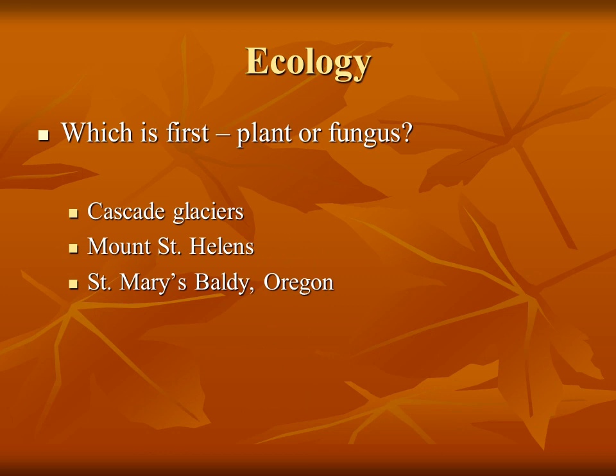From ecology, there's always been kind of a question of what came first. Is it the plant or is it the fungus? Because if 80% of plants are dependent on the fungus, they are in a symbiotic relationship. Which one came first? There are three examples that I'm going to present here that I know individuals personally who have been involved in these studies to try to answer this question. The three different case studies, if you will, are Cascade Glaciers up in Washington State, Mount St. Helens, and then St. Mary's Baldy in Oregon.